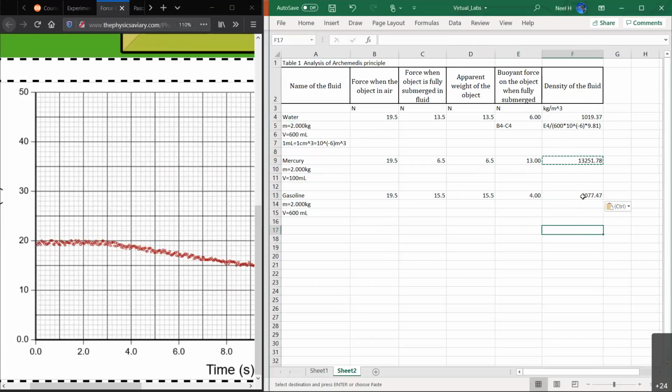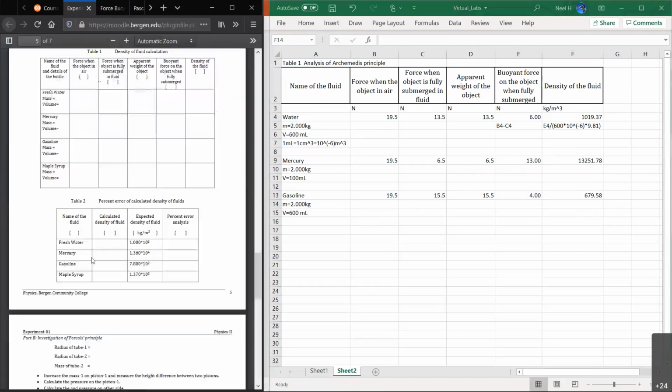Now again, you can see this number is inaccurate because earlier the volume was 100, but I need the 600 volume now. If you make any changes, you have to change that accordingly. I'm getting 679, while the gasoline standard value is about 780. That's okay. We have some error there because we don't know exactly which gasoline density the simulation is using. So that information can't be extracted from anywhere. That's fine. So for the last two, gasoline and maple syrup, you will get some high error. That's totally fine.